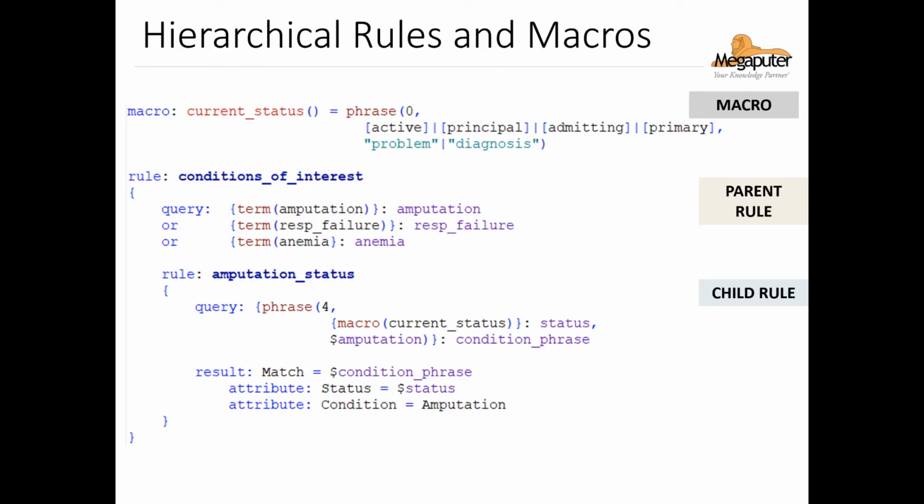So once we've found these words, we can move on to the second rule, which looks for the amputation status. So here's where we use that macro. We call the macro, and then we look for amputation. That macro was active problem or principal diagnosis. And we stored that in a macro and called it here. And we could have used this as a hierarchical rule. So we could have the first rule, conditions of interest. The next rule would have been current status. And then finally, our third rule would be the amputation status.